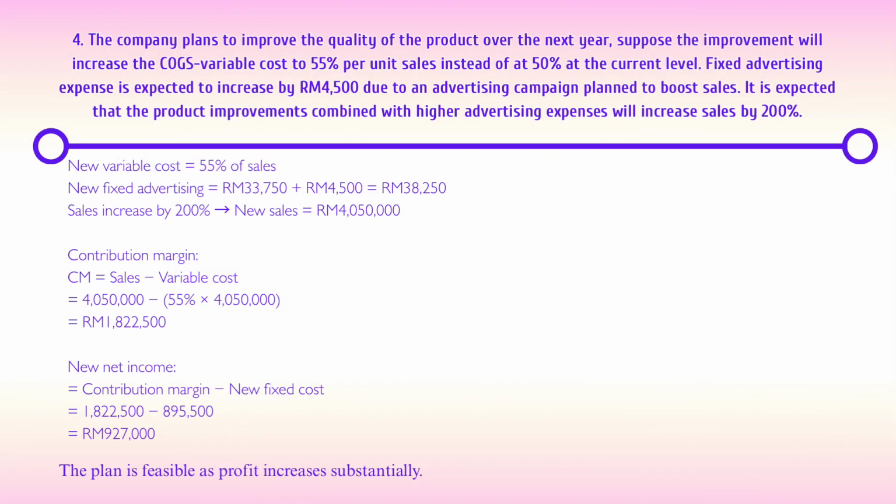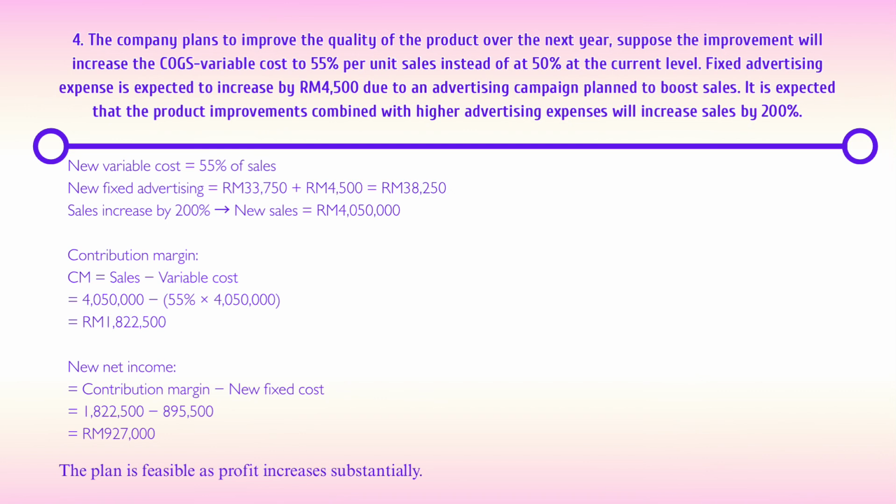Let's look at question 4. The company is planning to upgrade our quality product next year. This means our variable cost will increase from 50% to 55% of sales. We are also spending an extra 4,500 on the new advertising campaign. The goal of this improvement is to create a 200% jump in our total sales. Because of this 200% increase, our new sales target is 4,050,000.